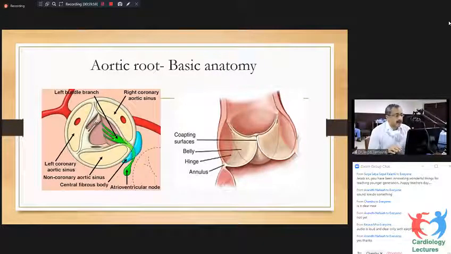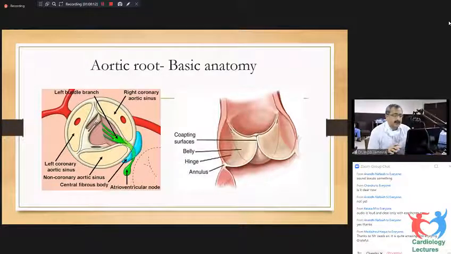The aortic root anatomy and the adjacent structures, as you can see in this diagram, are very well represented. It's right in the center of the fibroskeleton of the heart. So it's related to the right ventricular outflow tract, the pulmonary trunk, the left atrium, and the right atrium. And so we'll come to this in more detail.